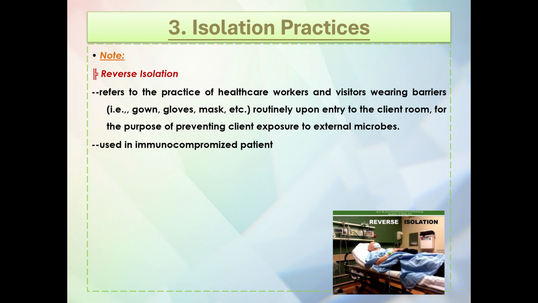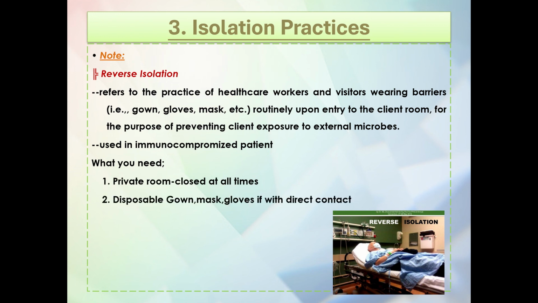We want to, here in this case, si patient kasi is maybe suffering from a very serious illness. Okay, immunocompromised yung pasyente natin. We use this isolation, reverse isolation. So, kung talagang severely sick si pasyente, such as, for example, HIV patient, okay? So, what do you need? Private room closed at all times, disposable gown, mask, gloves if with direct contact, hand hygiene, and then no plants and flowers in the room.